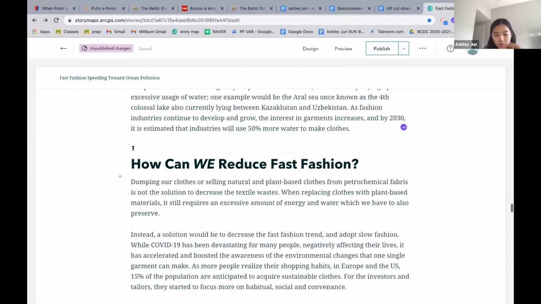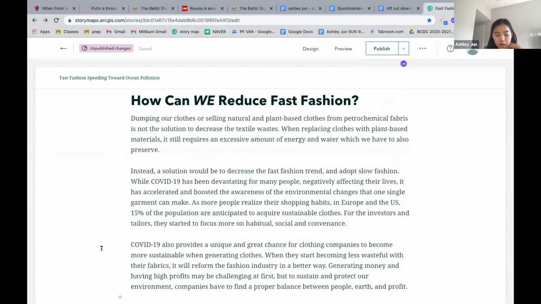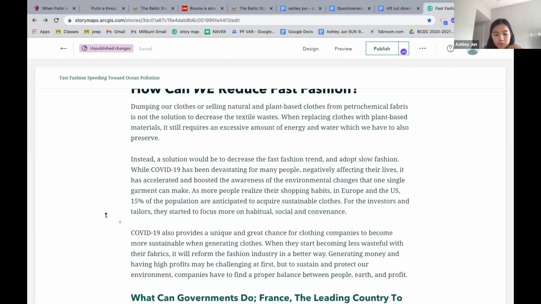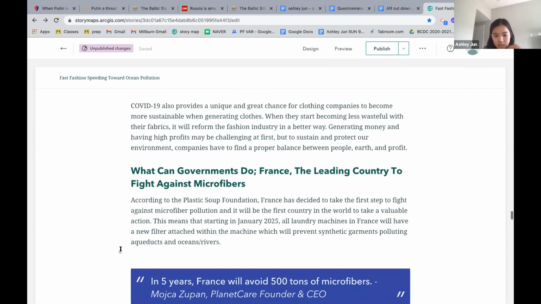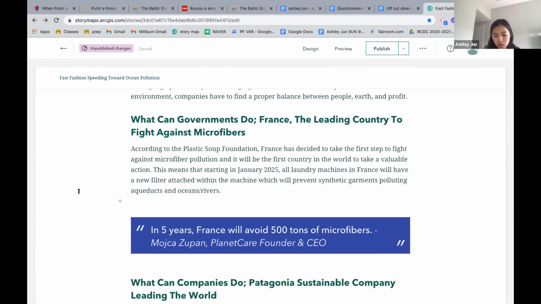Now moving on to the solutions: how can we reduce fast fashion? I first talk about how COVID-19 made it much easier for many companies to change their goals and shift into sustainable fashion, because social media has boosted awareness of environmental changes. And I go on to what governments can do, because France is forcing its citizens, starting in January 2025, to replace their laundry machines with ones that have a filter that will prevent too many microfibers from being released into the ocean.